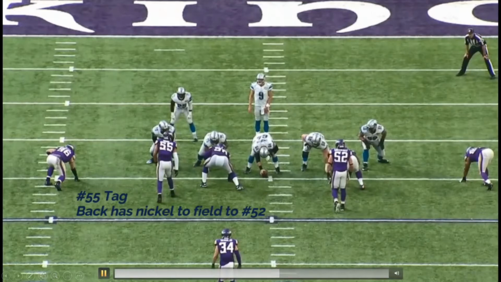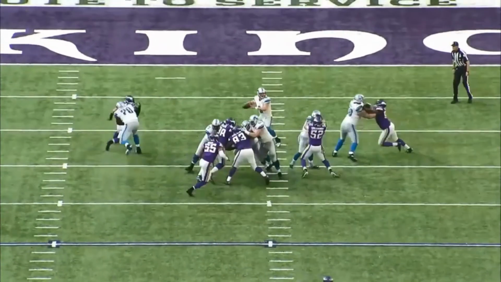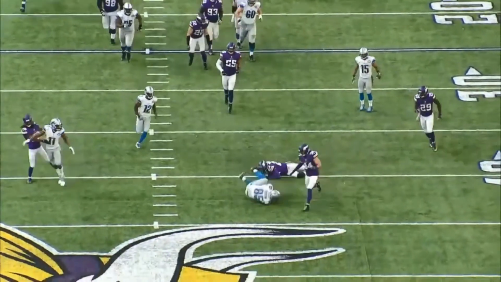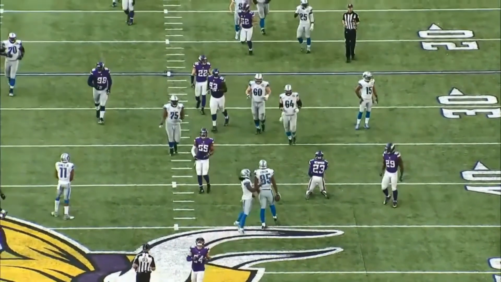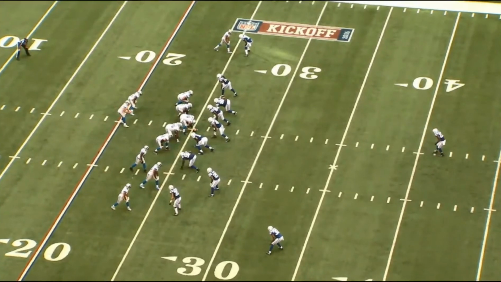And then on the left side, the left guard and the left tackle are big on the tackle and the end. So there's a look at a search. Here's another search. We got the double mug stuff.